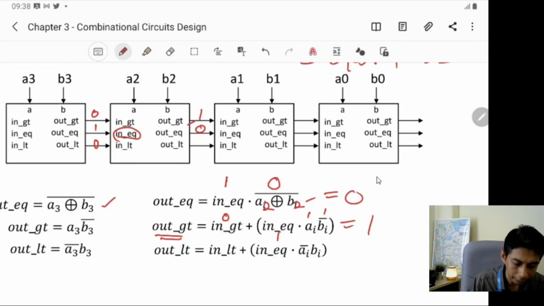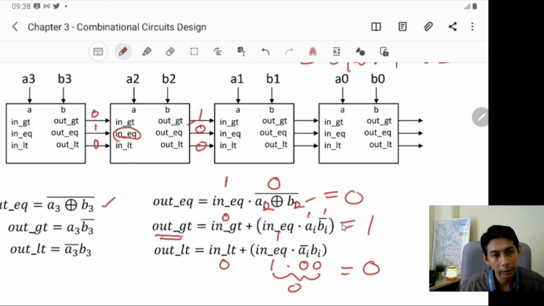And what about this one? Should be 0. Why 0? Let's check. So in less than should be 0. Equal should be 1, in this case. This one, because our A is equal to 1, so we have 0 now, and B equal to 0. So this product will give you 0. So 0 or 0, so you have 0. So that's why you have 0 here.